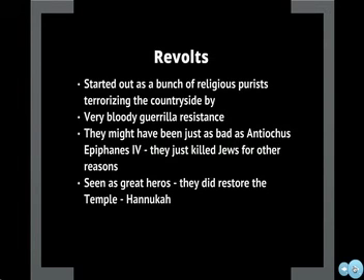They might have been just as bad as Antiochus Epiphanes IV, the man who had circumcised babies killed and hung around their mothers' necks. They killed the Jews for the opposite reason. But they are seen as great heroes because they did restore the temple and had it rededicated a few years later. And that's where we get Hanukkah.